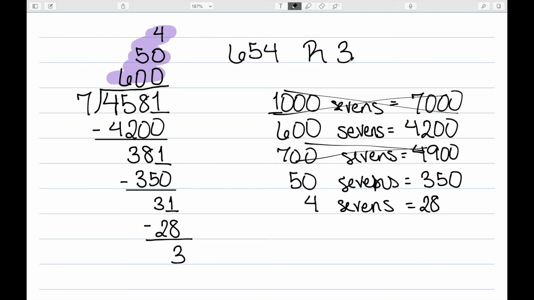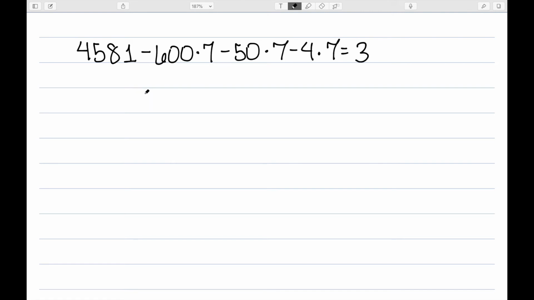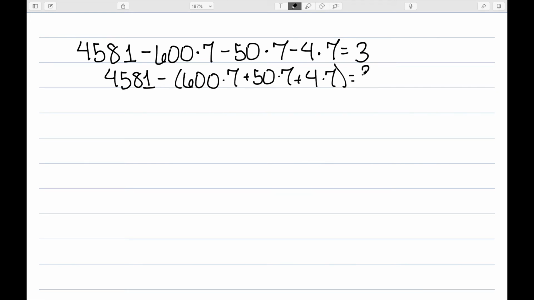Let's see if we can figure out what we did using equations. We started with 4,581. We then subtracted out 600 sevens. We subtracted out 50 sevens. We subtracted out 4 sevens. And when we did, we had 3 left over. I'm going to write this as 4,581 minus parentheses 600 times 7 plus 50 times 7 plus 4 times 7 is equal to 3.